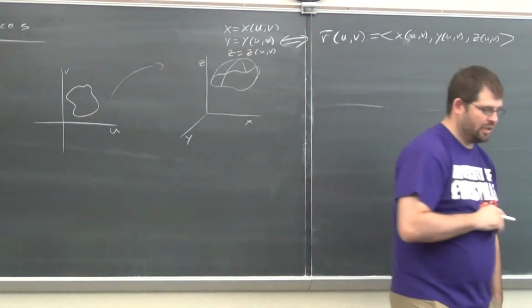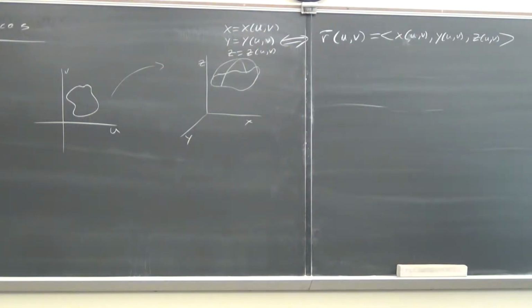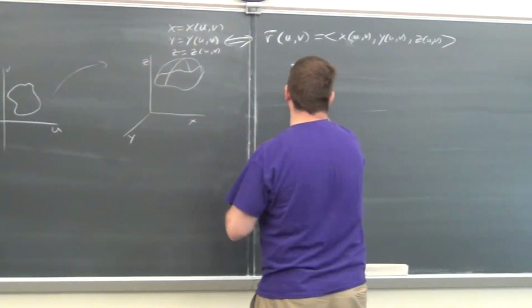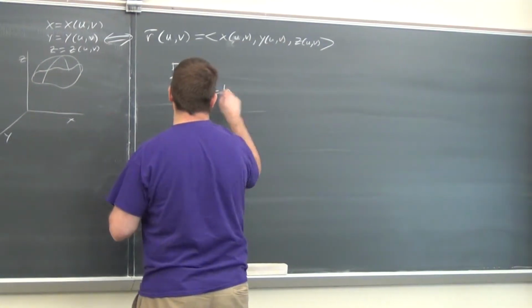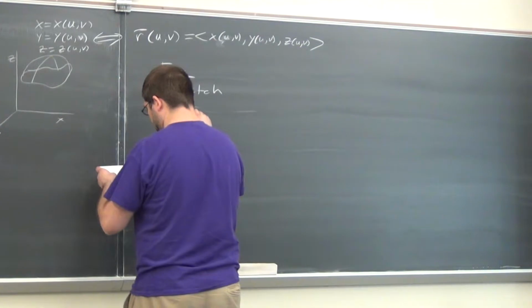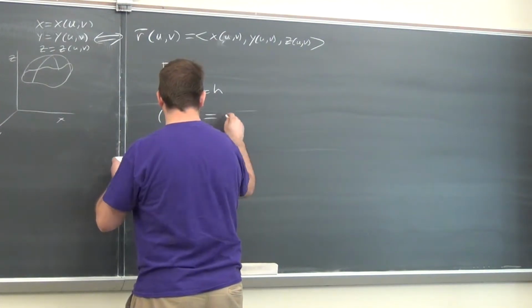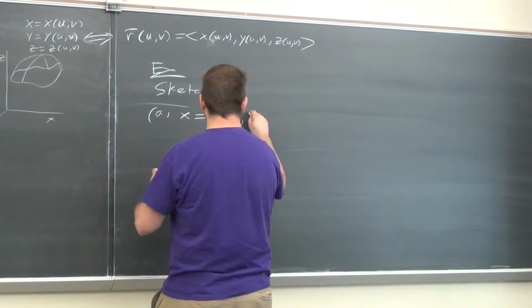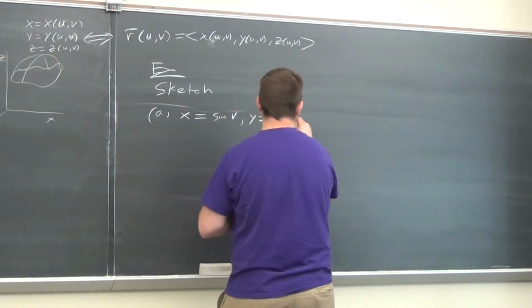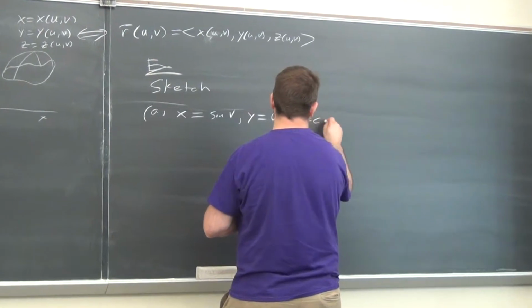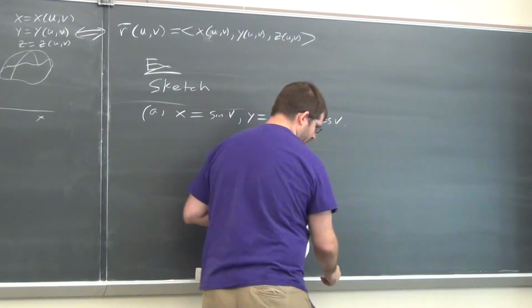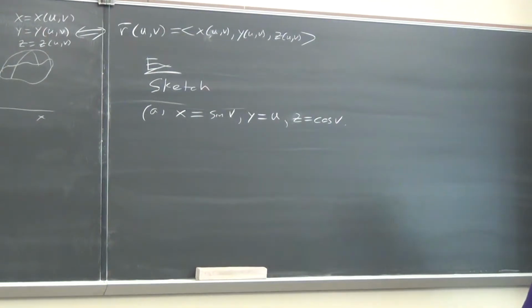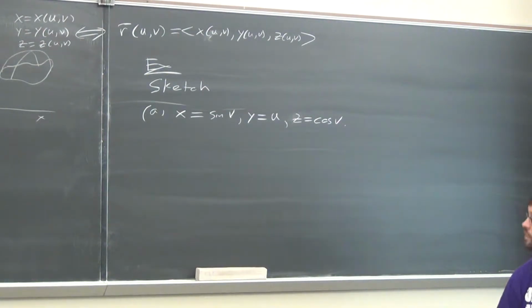Okay, so again, that's all pretty vague. So let's try a specific example and see if we can get used to this. So I'll just say sketch the following. We'll do at least a couple of these. The first one I'll just define this. x equals sine of v, y equals u, z equals cosine of v. A lot of these are going to be standard problems that you'll see, standard types.